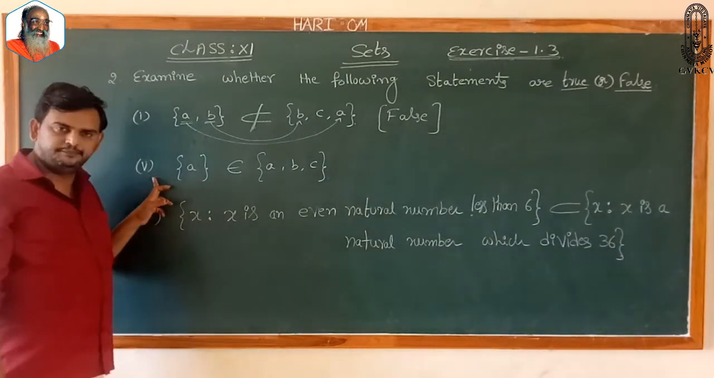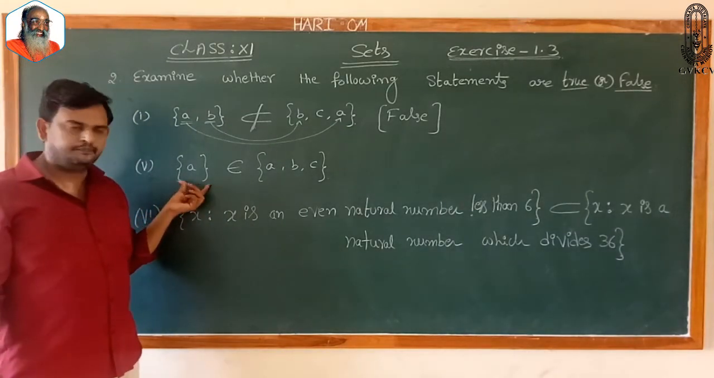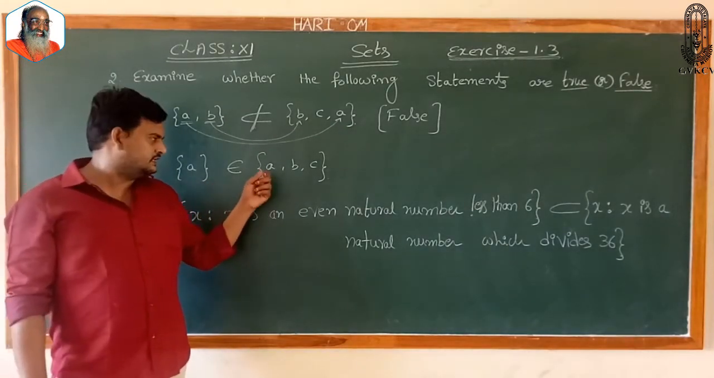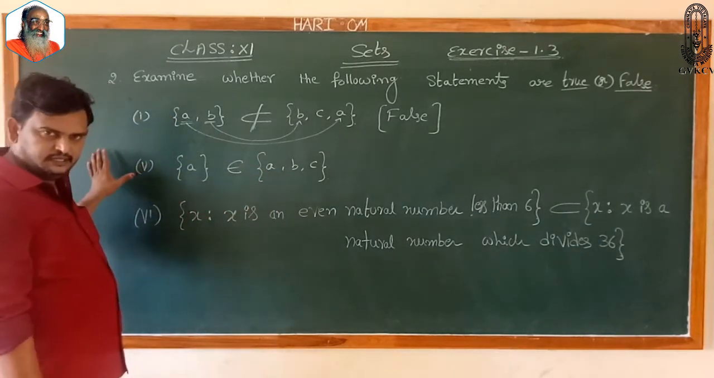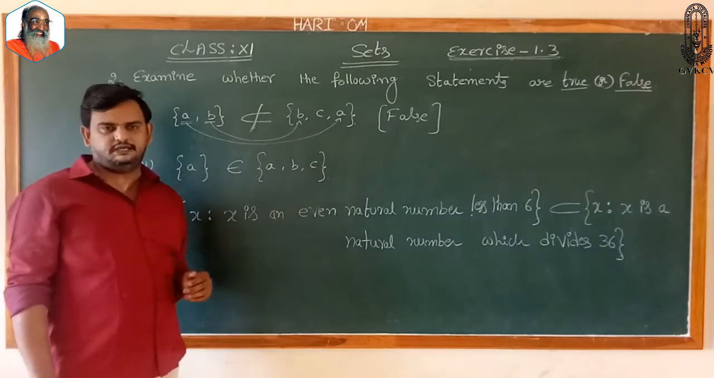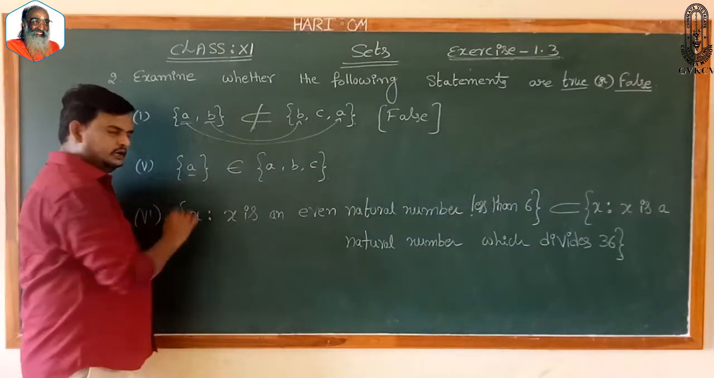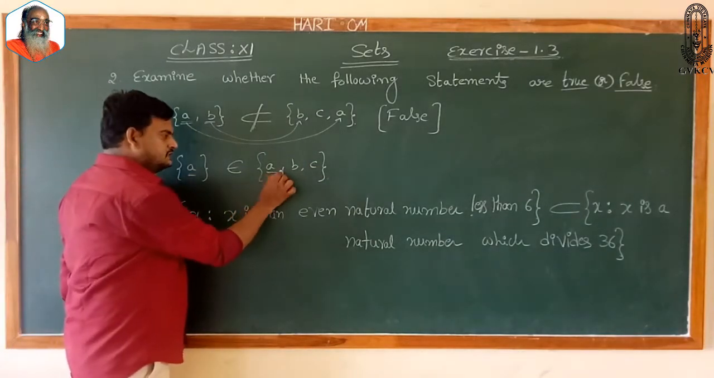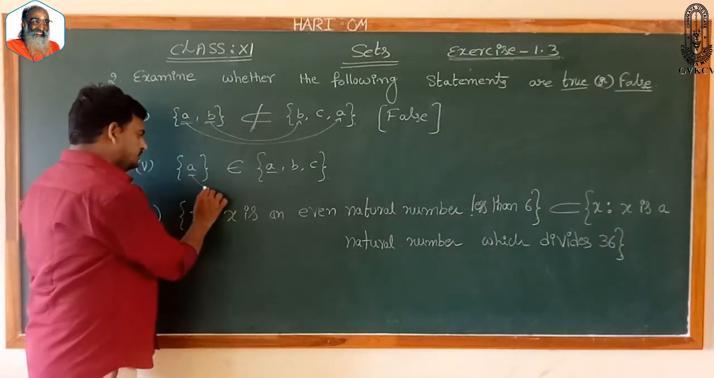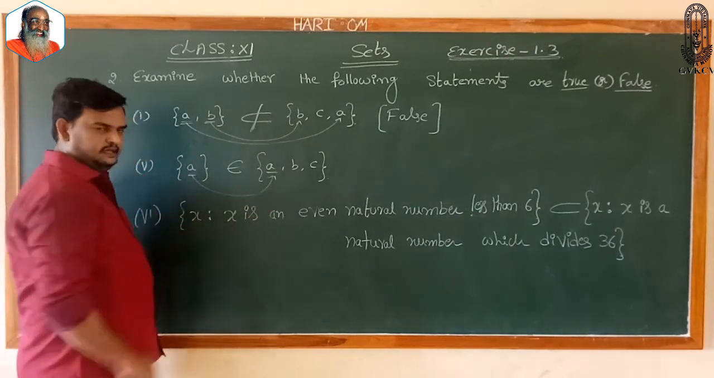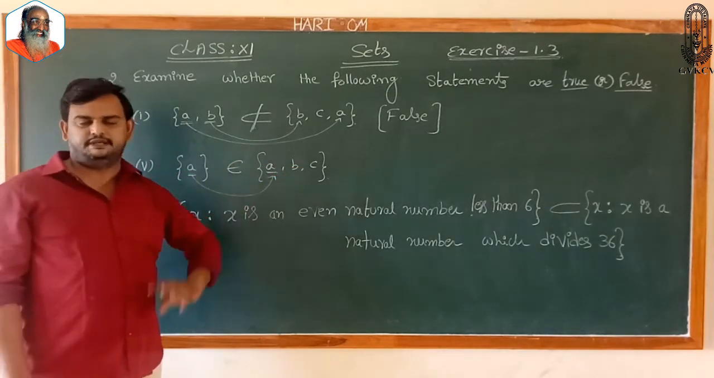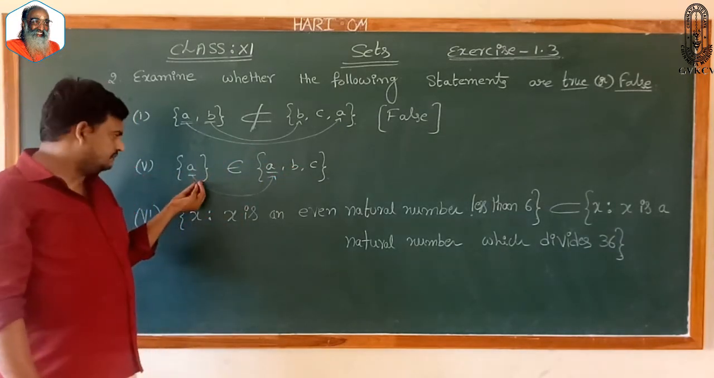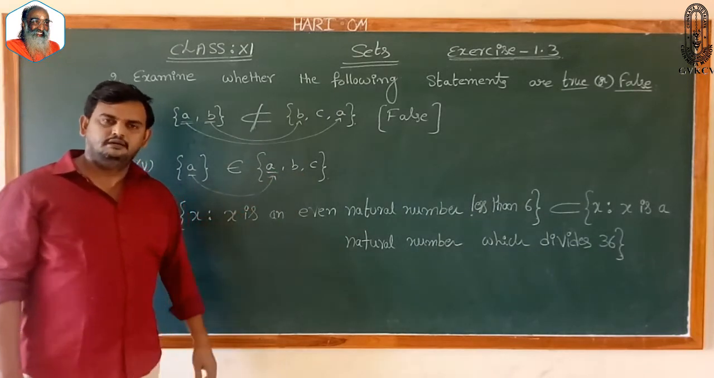Now the second one: set A belongs to set A, B, C. Here I have a set and here also I have a set. What is the element I have here? A. And here what is the element I have? A. Now these two elements are the same. This means that it is a subpart of this set.